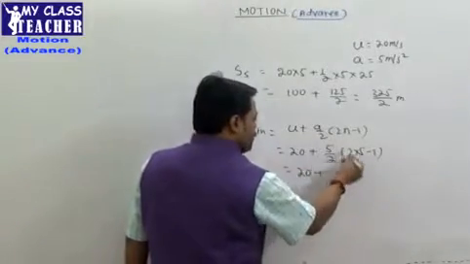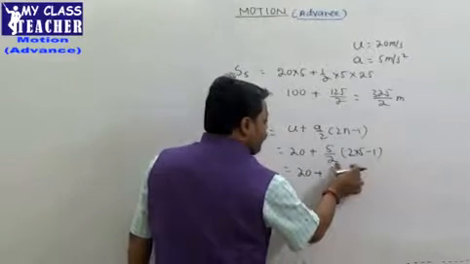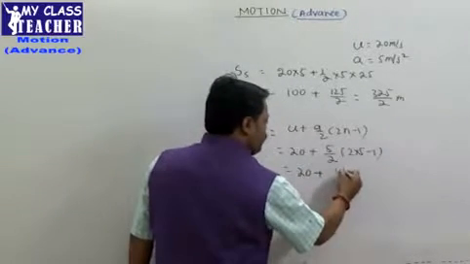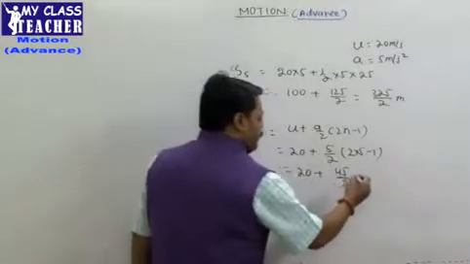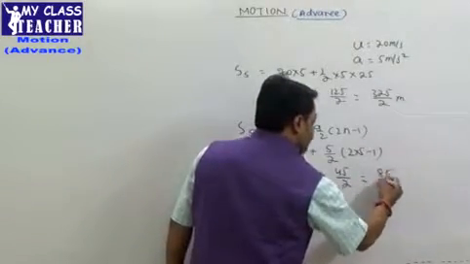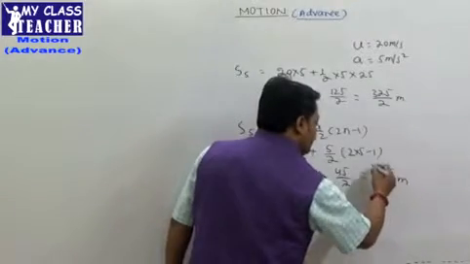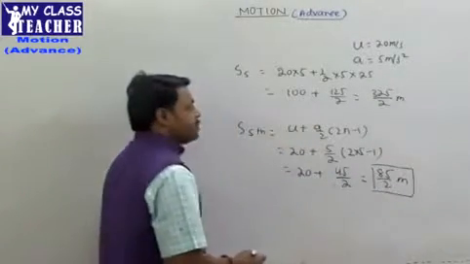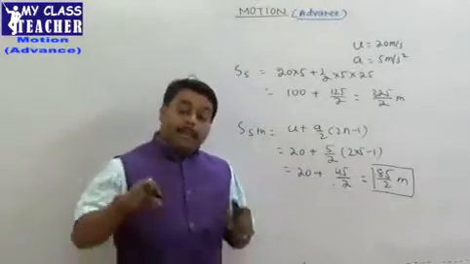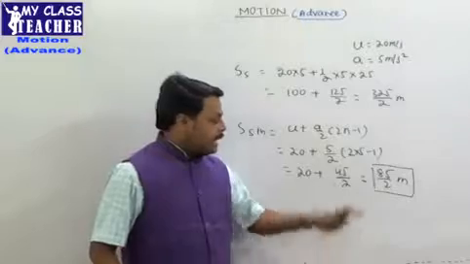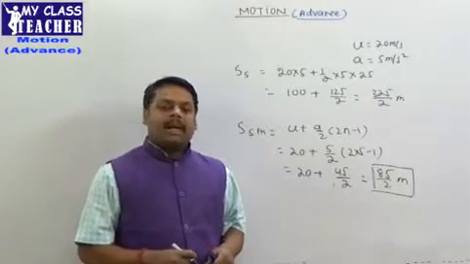This is 20 plus 9 into 5, which is equal to 45. 9 into 5 is equal to 45, divided by 2. So this is equal to 40 plus 45, which is 85 divided by 2 meters. So displacement covered in 5 seconds is 325 divided by 2 meter. But displacement covered in the 5th second means the last 1 second, it is 85 divided by 2 meter.